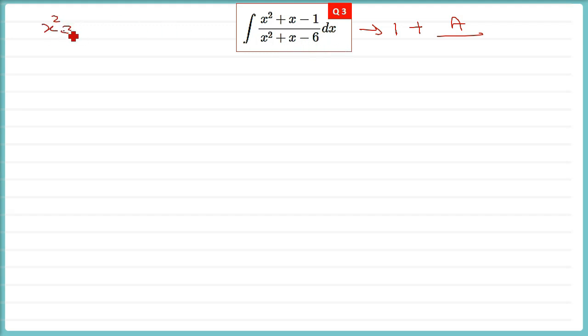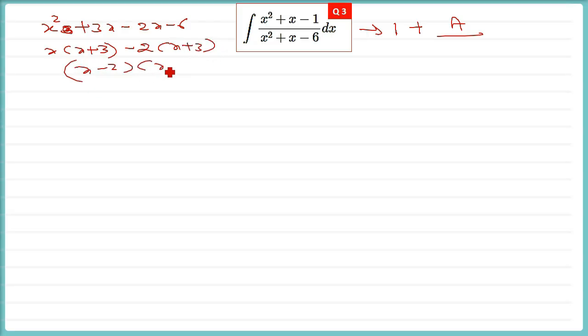Because you have 6, so 2 3s are 6. You will get a 1. So x square plus 3x minus 2x minus 6. You can take x common, x plus 3 will be there. You can take negative 2 common, x plus 3 will be there. So x minus 2 into x plus 3 is there. So you can write it as 1 plus a divided by x minus 2 plus b divided by x plus 3. Now initially I told you that this is how you are going to write this.